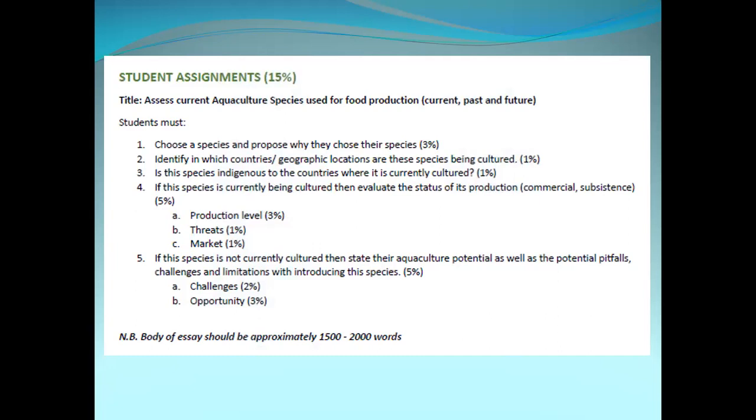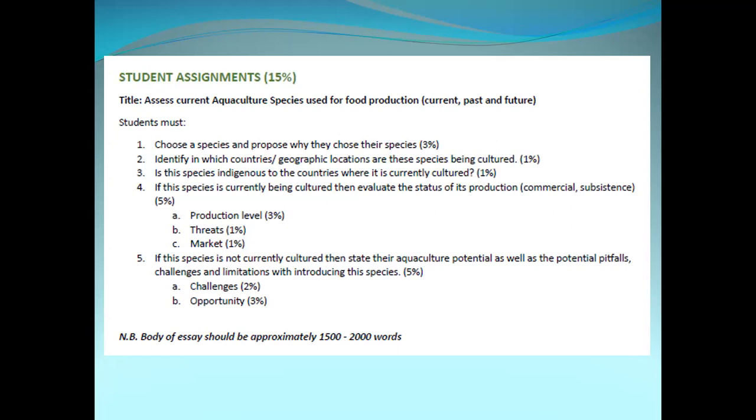Student assignments are 15% of your final grade. For your student assignment, assess current aquaculture species used for food production: current, past, and future. Meaning, you could select tilapia and do an assessment of it. What are the production values like in Trinidad? What is it like in Guyana? In Jamaica and Grenada? Different cultures. You could talk about all different aspects of that particular species.